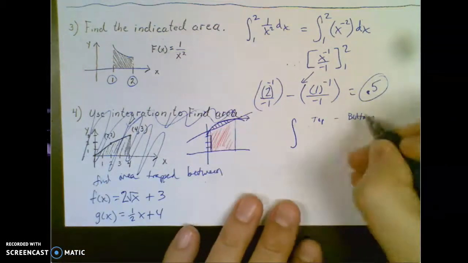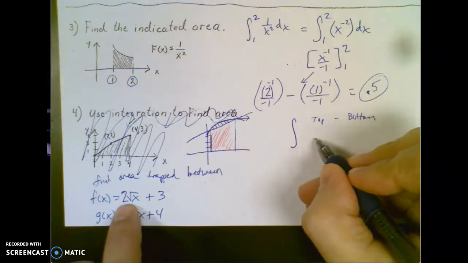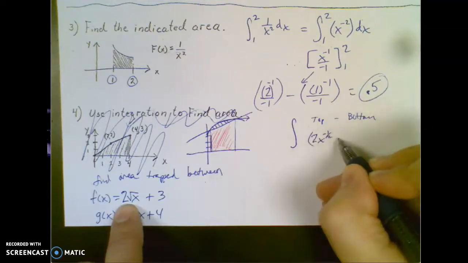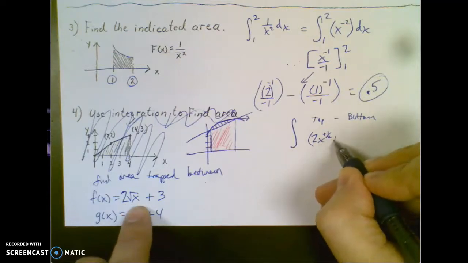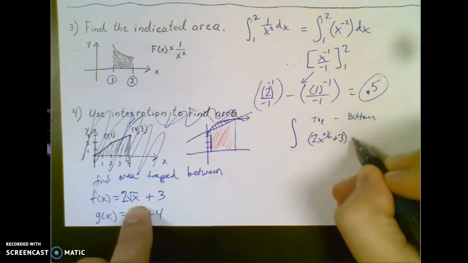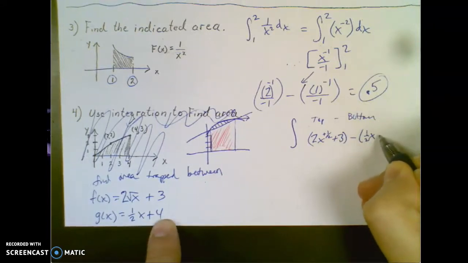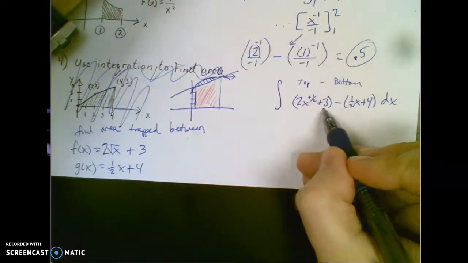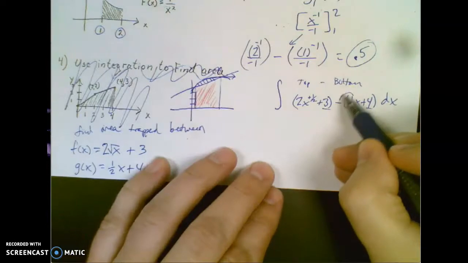So right away, I already know my equation's going to be the thing on top. I'm going to write it as to the 1/2. So 2x to the 1/2 plus 3 is my top curve, minus, and make sure you use parentheses, 1/2 x plus 4. I can combine like terms, like the 3 and the 4 are going to come together. Be careful that this minus sign goes to both those.